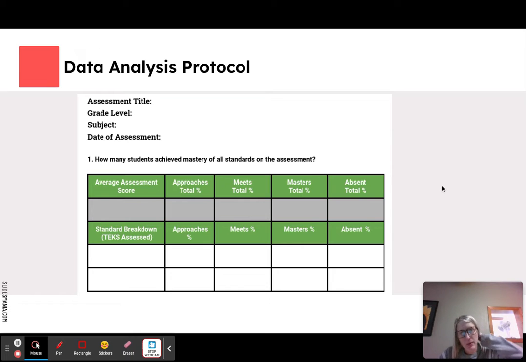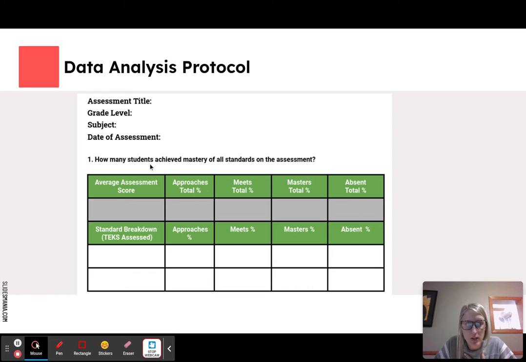So I screenshotted my data analysis protocol. This is partly what we use at my school, but I added pieces that I felt were important and have always been missing from this protocol. So first of all, this is how we break down the data and analyze it.